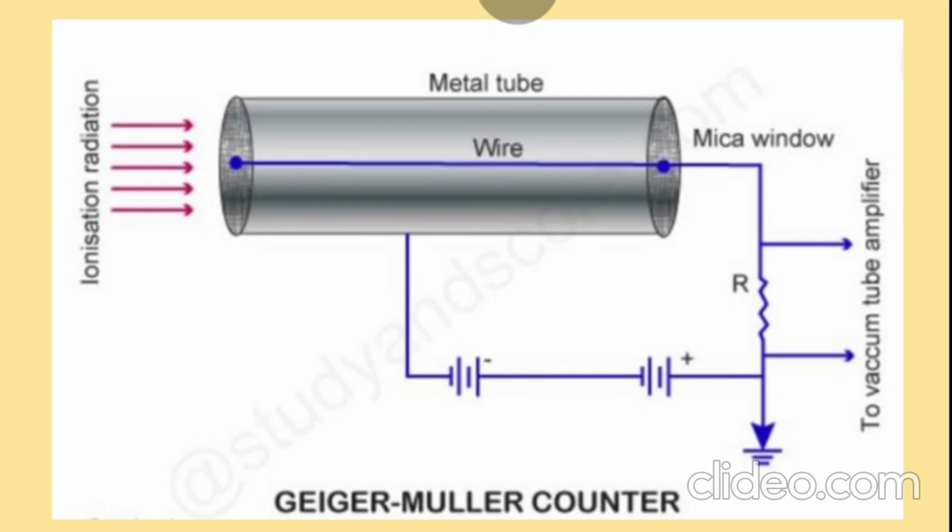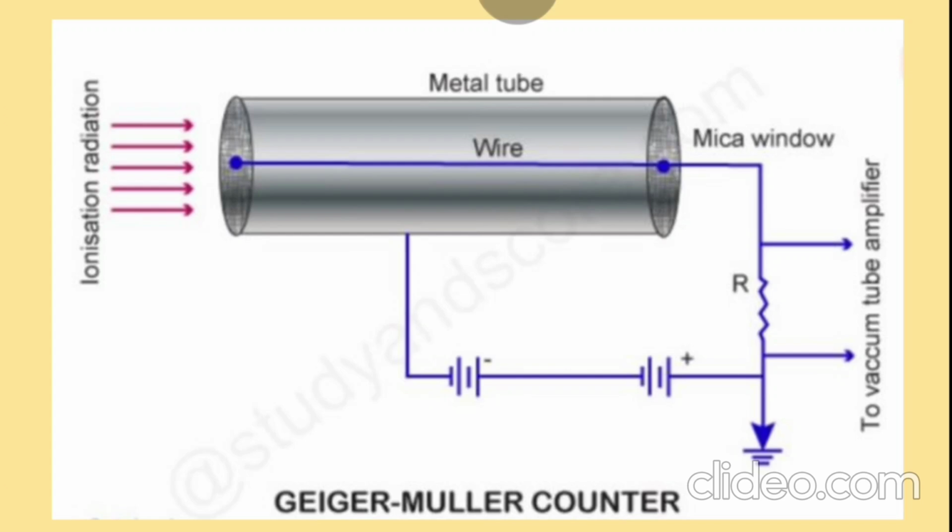The fine tungsten wire is connected to positive terminal of a high tension battery through a resistance R and the negative terminal is connected to the metal tube. The direct current voltage is kept slightly less than that which will cause a discharge between the electrodes. At one end of the tube, a thin window of mica is arranged to allow the entry of radiation into the tube.